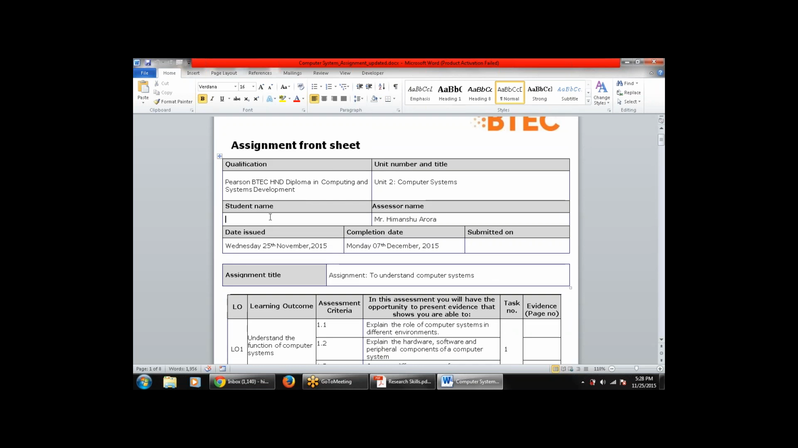You have to write your name over here, that is Mr. Larry or Mr. Joseph, whatever your name is. That is the student name. This is my name, Himanshu Arora. Then date issued: this assignment is issued to you today. And the completion date, the target is the 7th December, which is the next to next Monday.